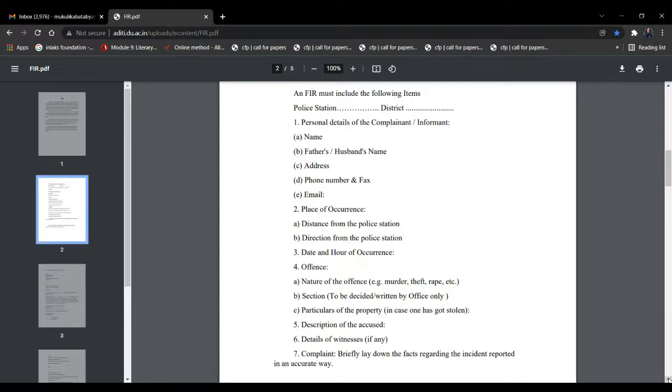So this actually the police will fill up for you because the IPC has many sections and we are not aware of them. So they know what section the crime that has been committed falls under. Then what particular things got stolen, like this phone, what is the model, the details of the phone you have to mention.